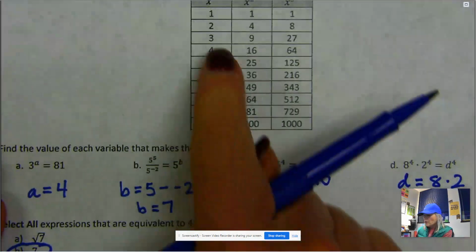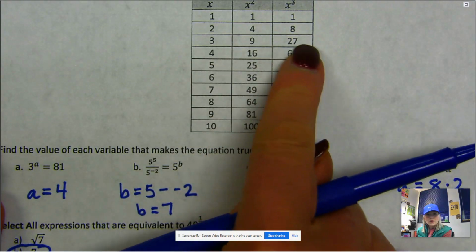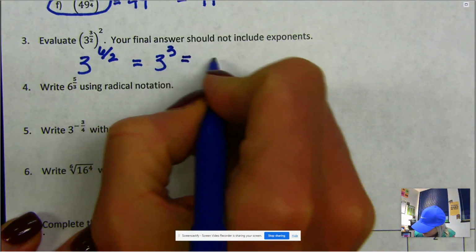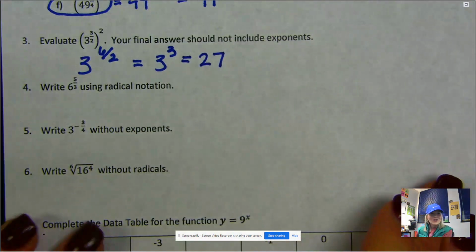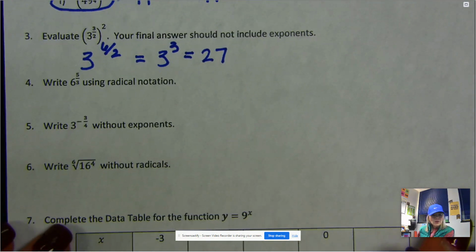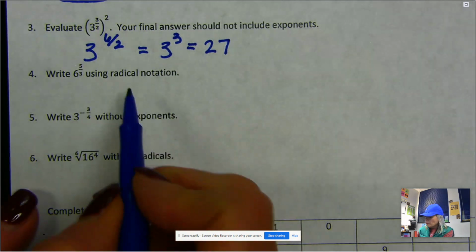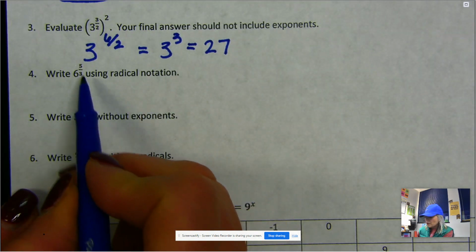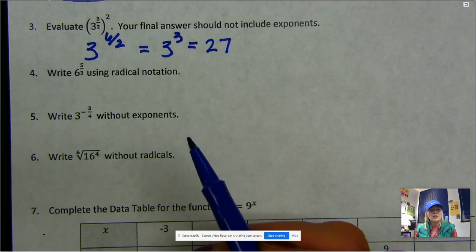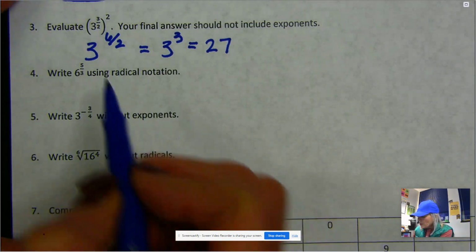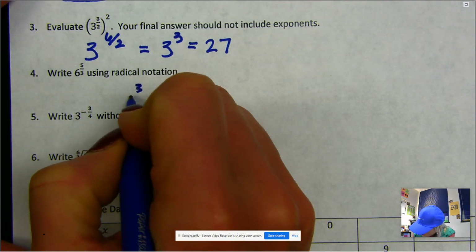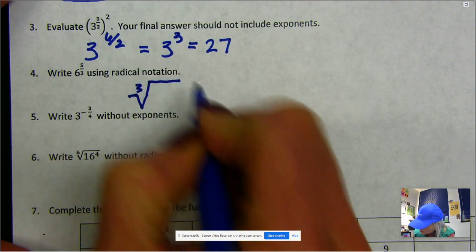And then you can use the power table. 3 to the third is 27. So final answer is 27. All right, so number 4, we're using radical notation for 6 to the 5/3. Again, that denominator of the fraction exponent is the type of root. So I know this is a cubed root. So that's going to be the index, the little number on the root.